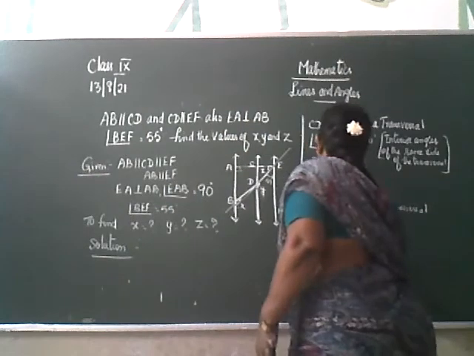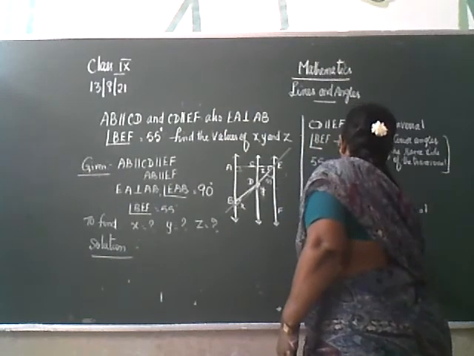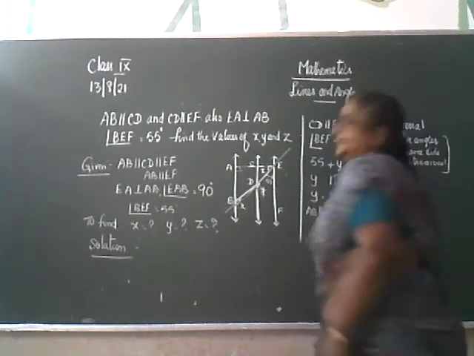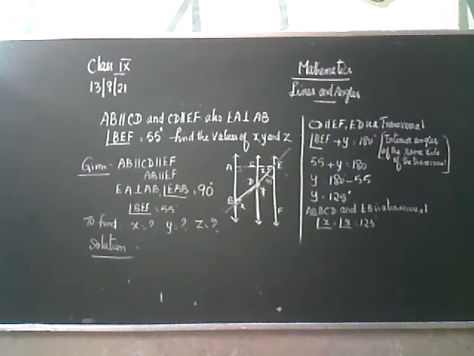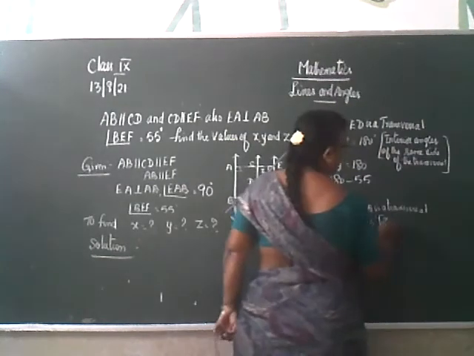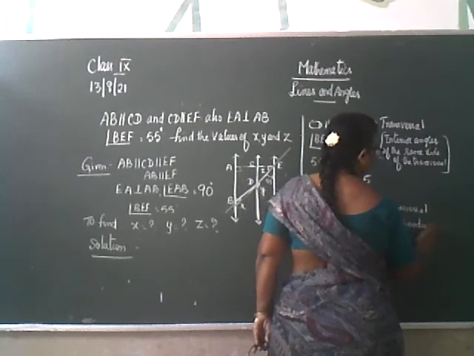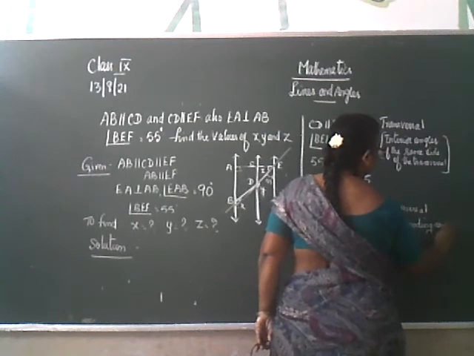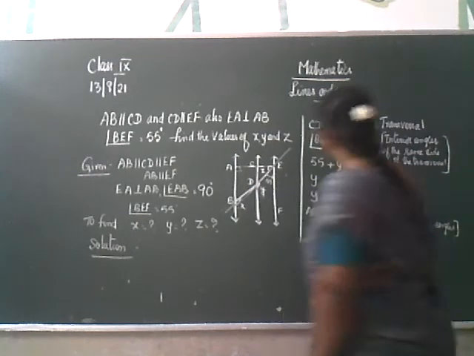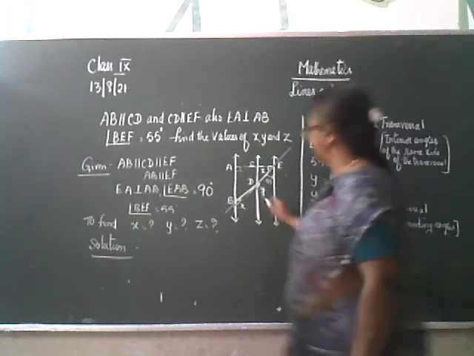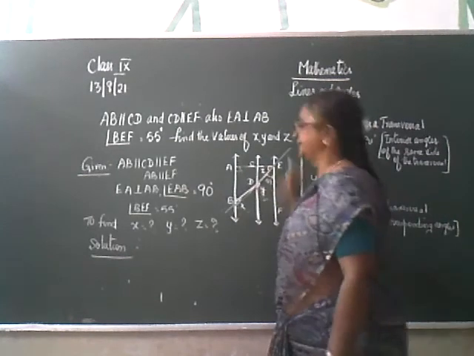So angle X is equal to angle Y, which is equal to 125 degree. Why are both equal? Because both are corresponding angles. That's why both are the same. Okay. So now I have found out Y and X. Y and X is over. Then I should find out Z.